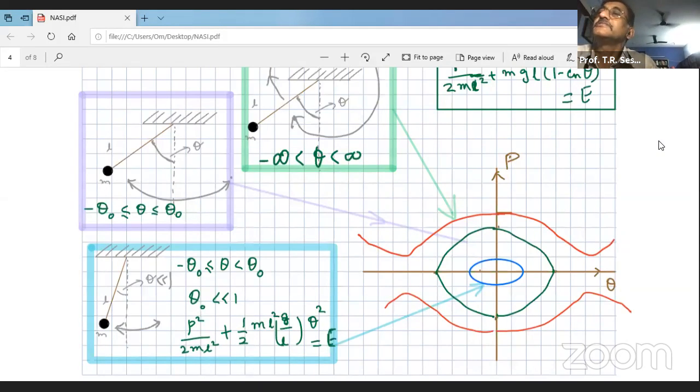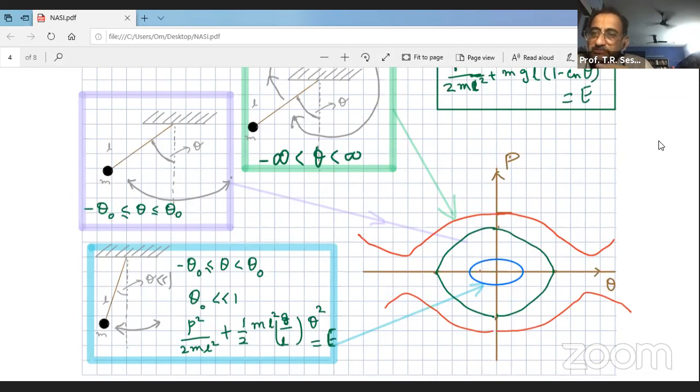There is a question: in phase space, the point right after theta equals pi, is it a closed curve? No, it is not a closed curve. It is a closed curve in real space for the pendulum, but in this phase space diagram it will keep going up and down like a water wave. It goes from theta equals minus infinity to plus infinity.